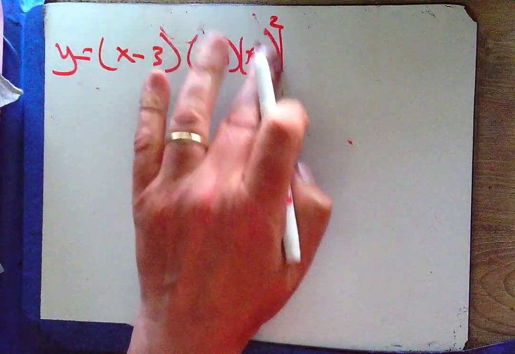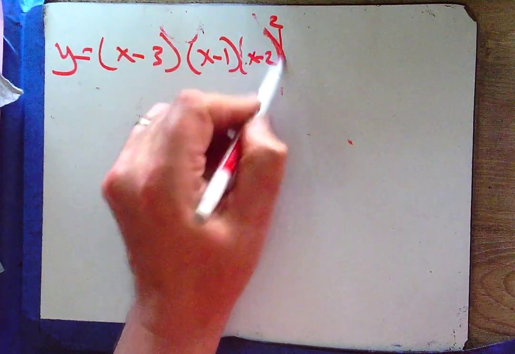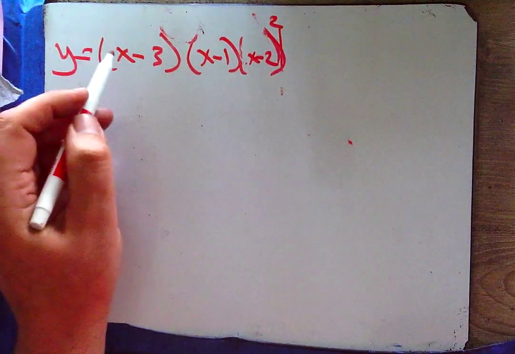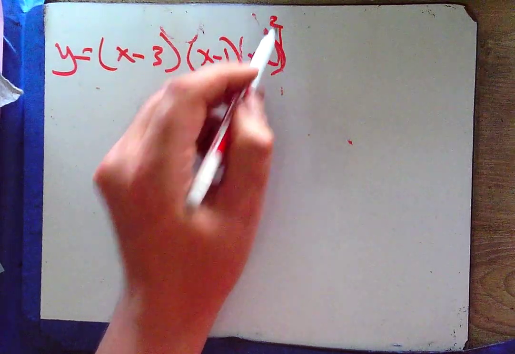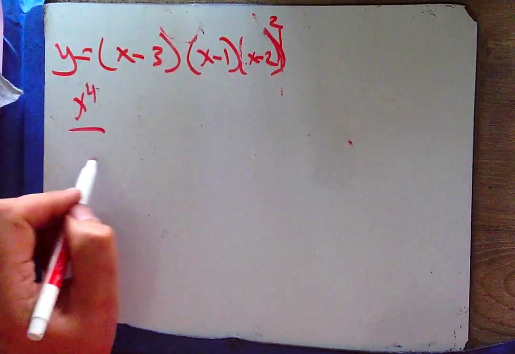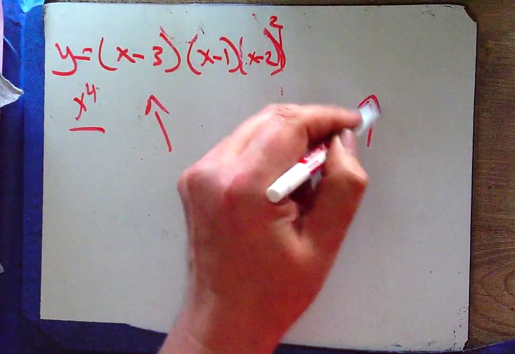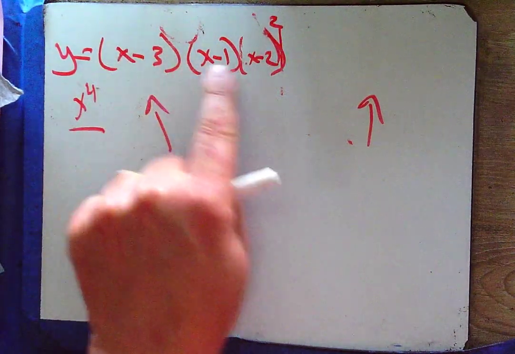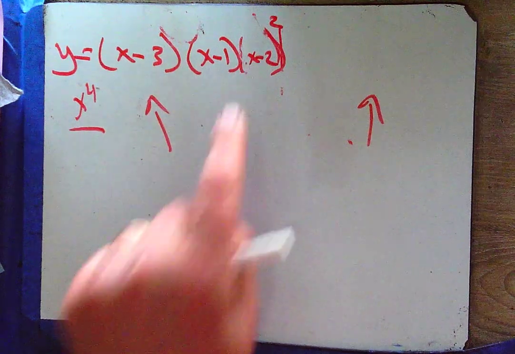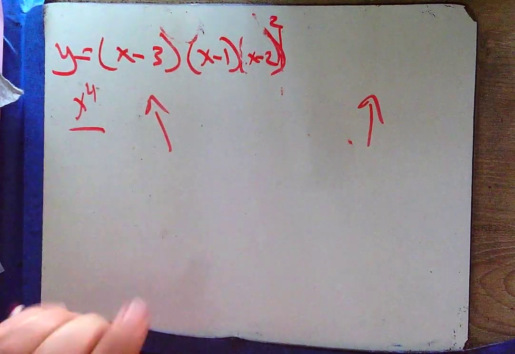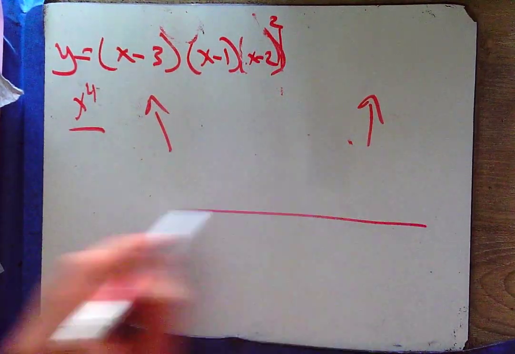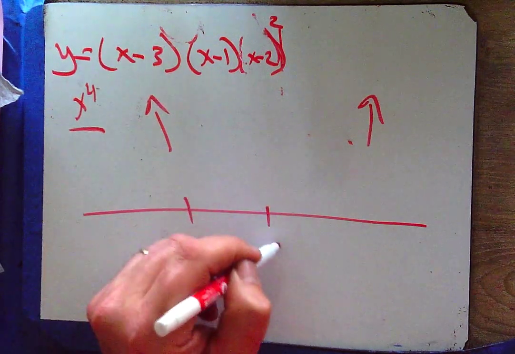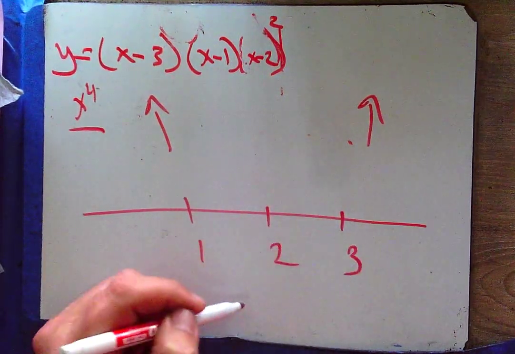Okay, so now I've got x minus 2 squared. Well, it's still x times x times x squared. It's still x to the 4th. So I know that both ends still go up. Y up and not down. Positive times x squared is always positive. So I have a positive leading coefficient here. And where are my x-intercepts? At 1, at 2, and at 3.